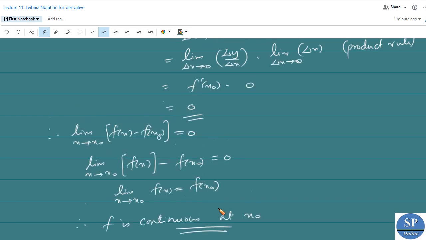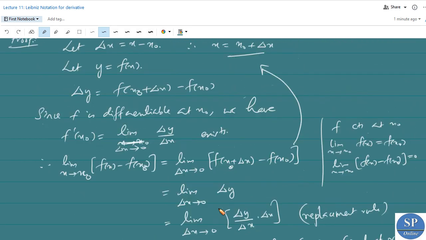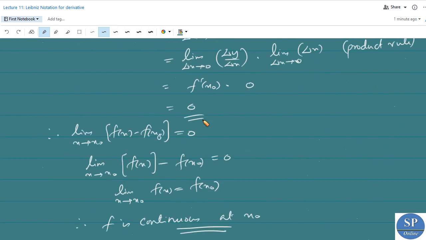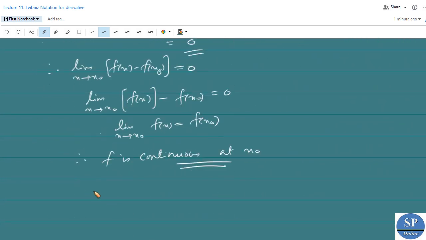So we supposed that f of x is differentiable at the point x naught, and we obtained that f of x is continuous at the point x naught. So differentiability implies continuity. Therefore, if f is differentiable at the point x naught, then f is continuous at the point x naught.